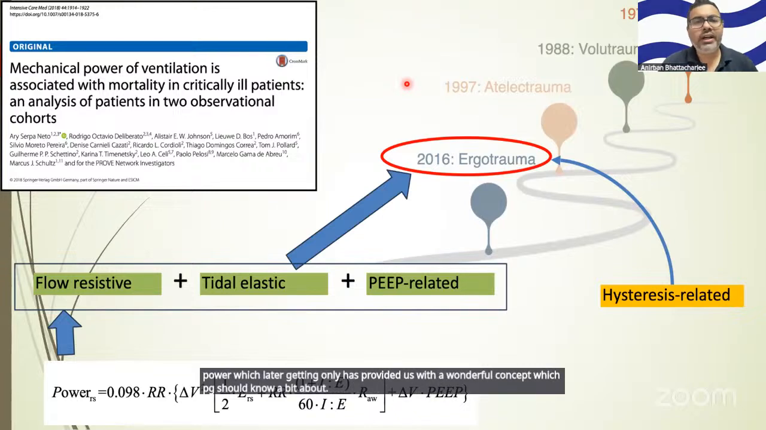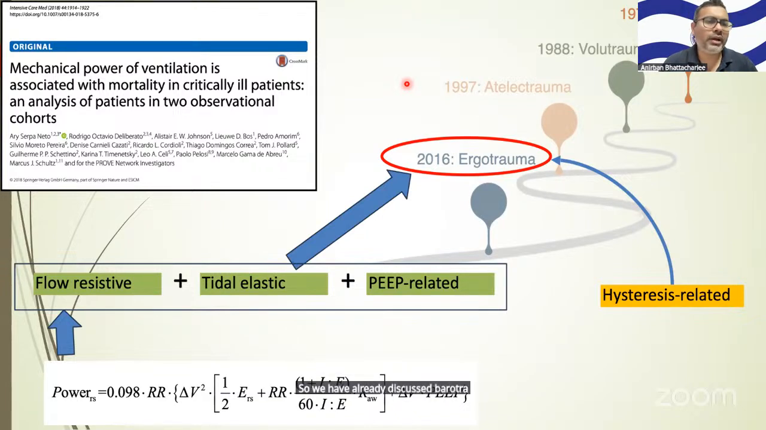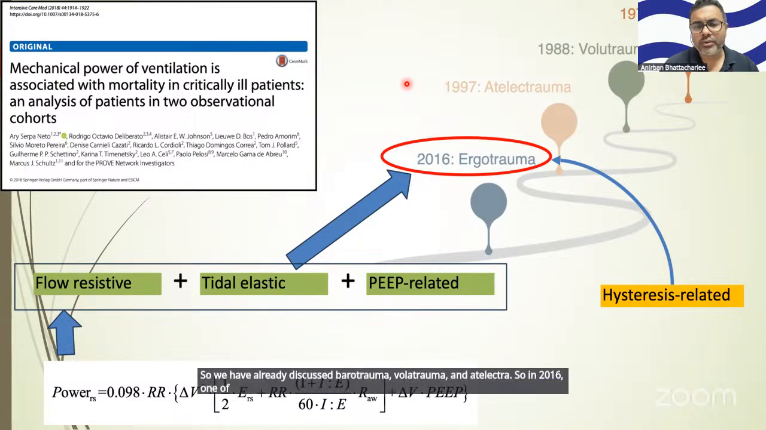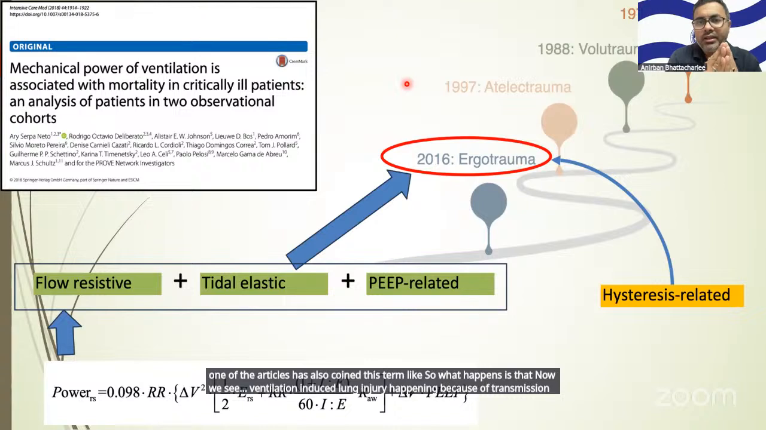So we have already discussed barotrauma, volutrauma, and atelectrauma. In 2016, one of the articles also coined this term, ergotrauma. So what happens is that we now see ventilator-induced lung injury happening because of transmission of injurious energy or power to the lung from ventilators, because we are ventilating the patient with positive pressure ventilation. So what is power?